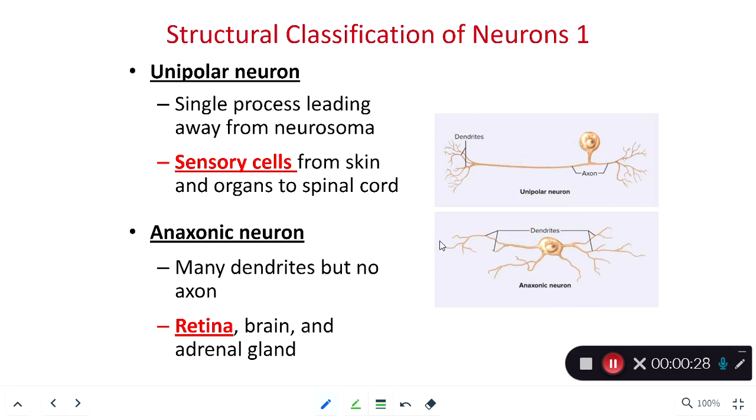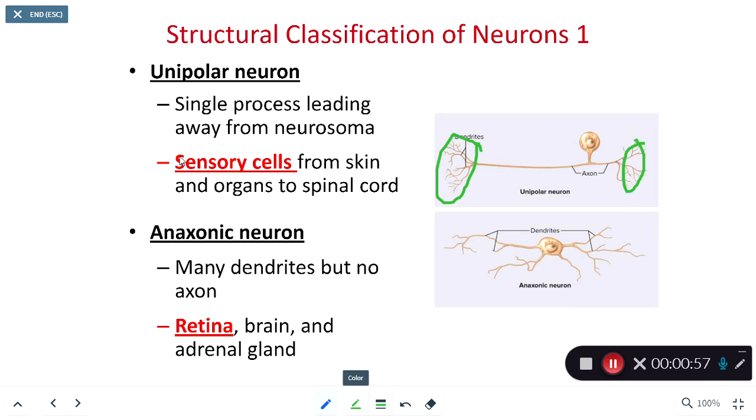So let's dive in. As we're looking at the structural classification of neurons, we have a unipolar neuron. Uni is a prefix meaning one. When we think of pole, I want you to think of point or process. So a unipolar neuron is going to have one process coming off of it. And that one process typically is going to branch, and functionally we'll have a dendrite side and an axonal side.